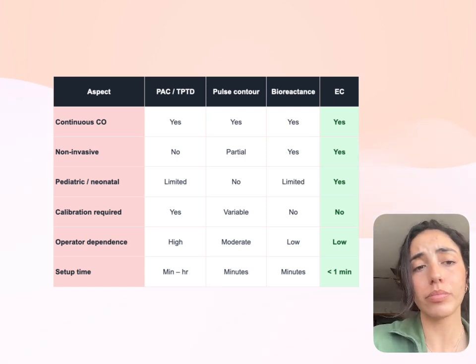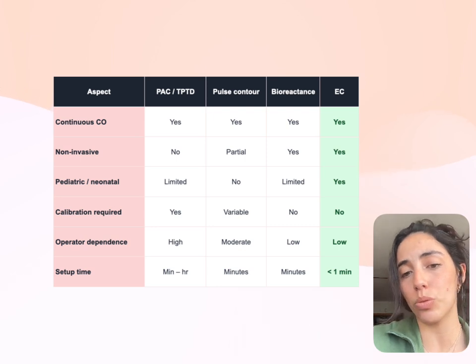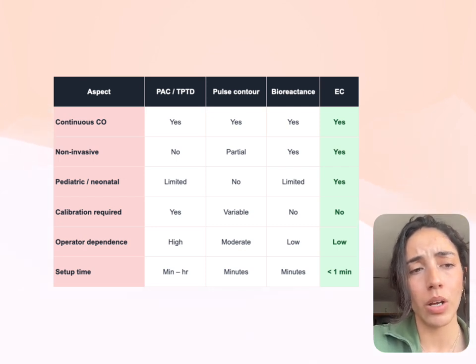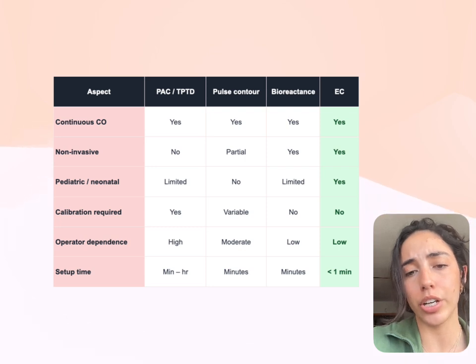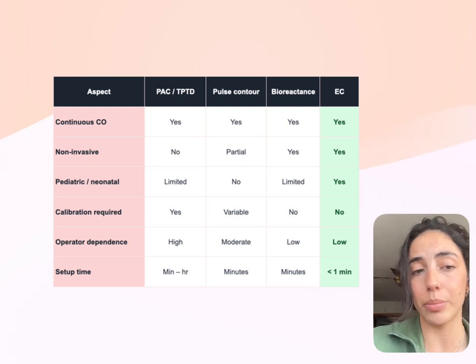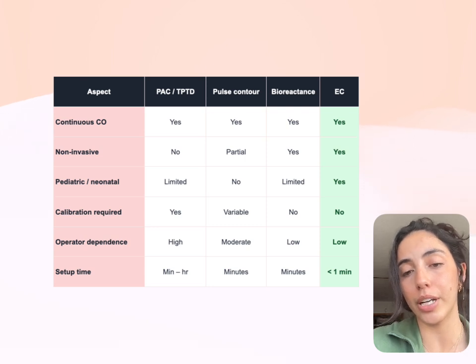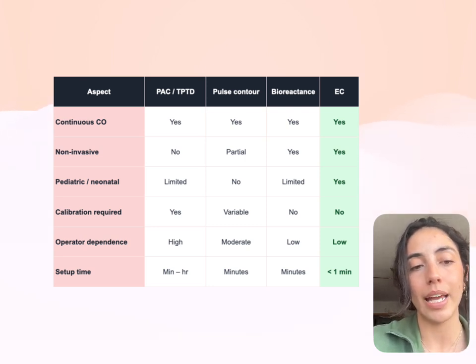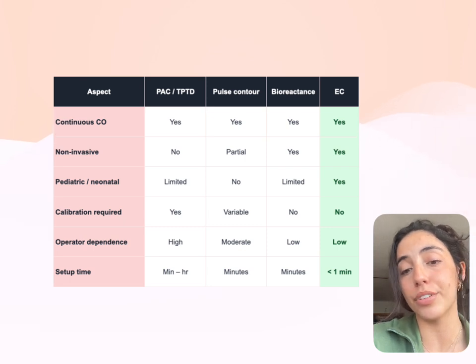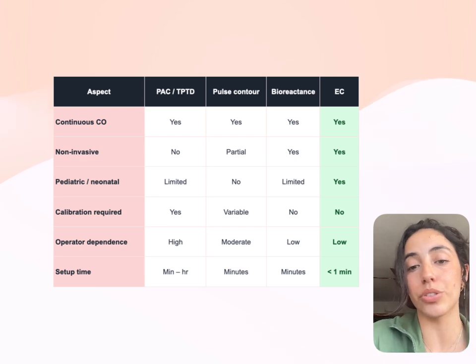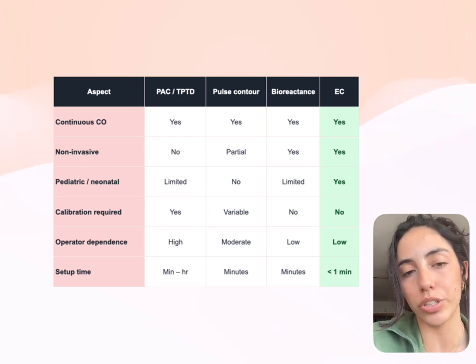As you can see, the measurements where we can obtain a continuous cardiac output, we're going to find this in all of the technologies, while the benefit of electrocardiometry is that it's non-invasive. It can be used in pediatric patients. It does not require calibration, compared to the invasive mechanisms, for example, of pulmonary artery catheter and transpulmonary thermodilution. It has very low operator dependence, and it has a very low setup time as well. Therefore, of course, these are some of the advantages as compared to different technologies.